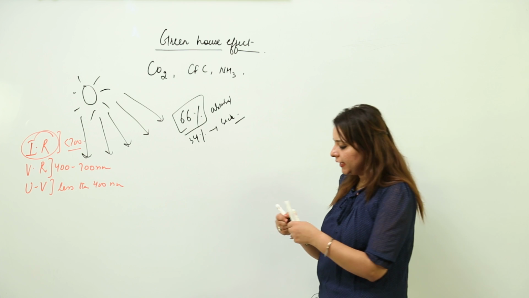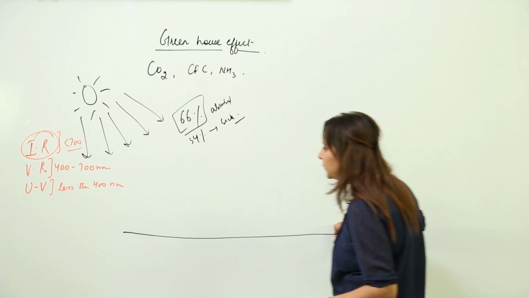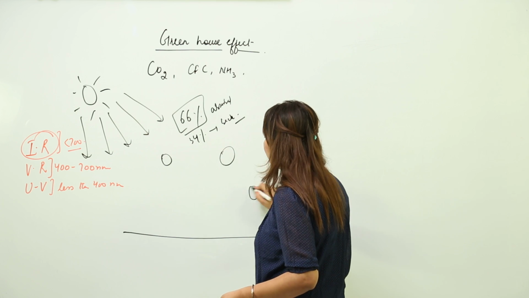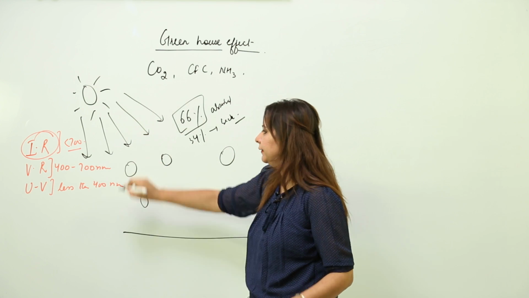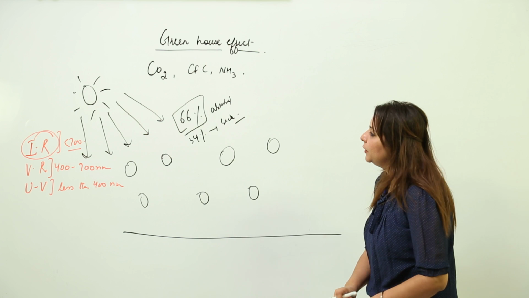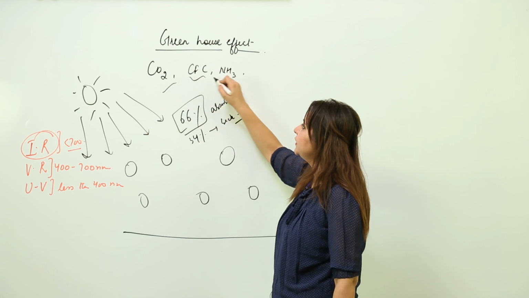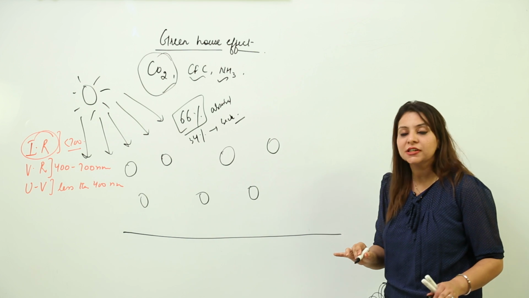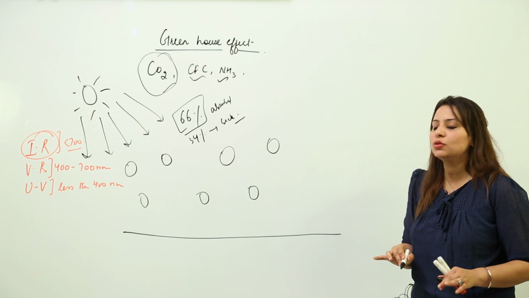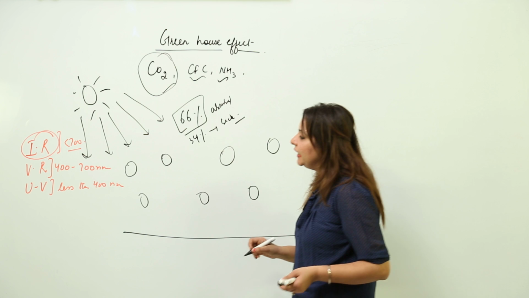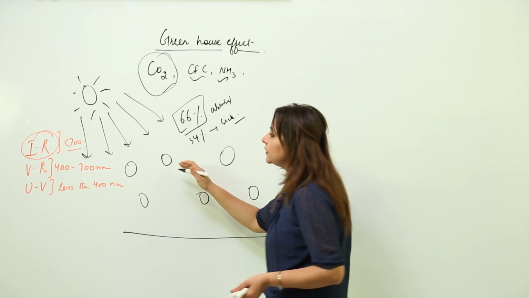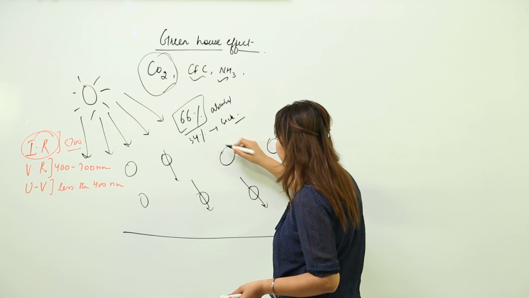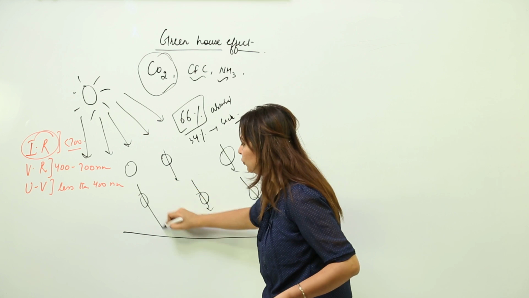Suppose this is my land. There are so many gaseous molecules present in the atmosphere. Out of those we are particularly talking about CO2, CFC and ammonia, and particularly CO2, the most important, because it is the main greenhouse gas. When these radiations pass, CO2 firstly allows these radiations to pass through it.